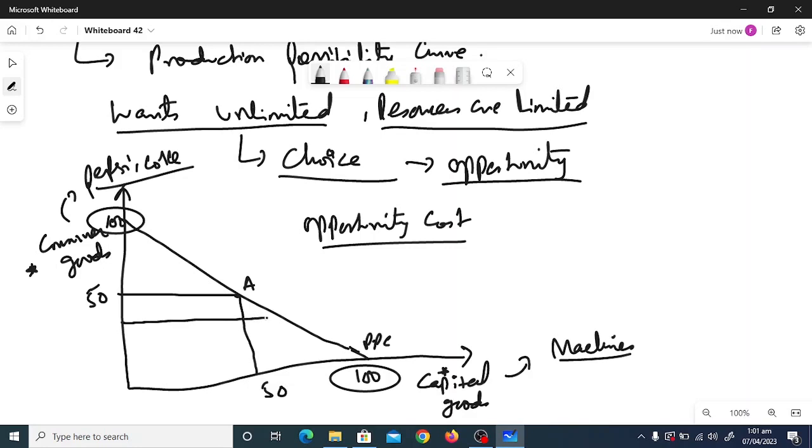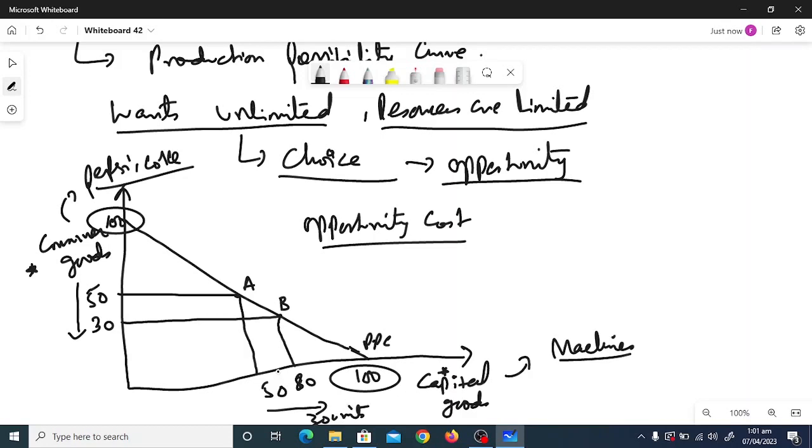Again, if I move down, I produce more of the capital goods but I leave the consumer goods. So this is point B. Let's suppose I come to 30 units of consumer goods, and over here I'm getting 30 more units of capital goods. So as you can see, we have to leave 20 units. This is opportunity cost, and we get an additional 30 units.